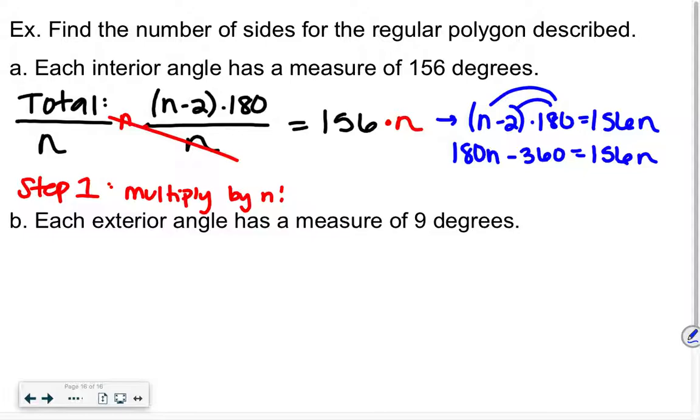And now it's a two-step equation where you're going to move your n's to one side and leave your constant on the left. Okay? So again, I'm going to leave the negative 360 here because it's already on its own. And what's 156 minus 180? What is it? Negative 24n.